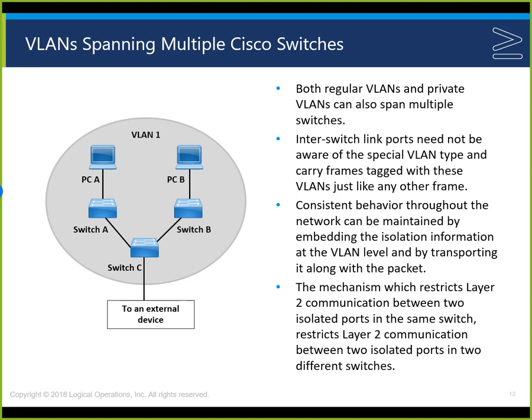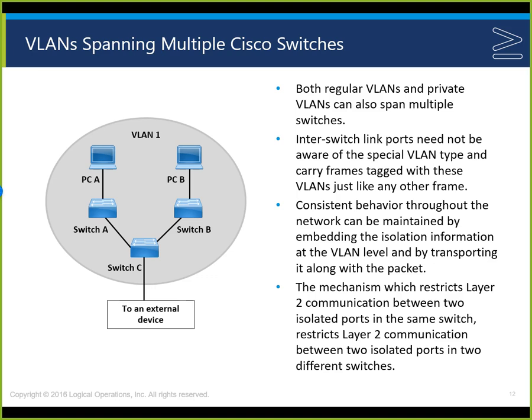Carry frames tagged with these VLANs just like any other frame type. So it doesn't care if it's a private or a community or whatever. It just knows the VLAN number, and it's got the VLAN tag, and it knows if it's a trunk port, it can get in the trunk port, and then it's got to go to the layer 3 device to communicate between the things unless they're on the same VLAN, the same network.